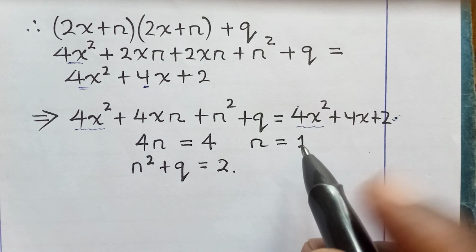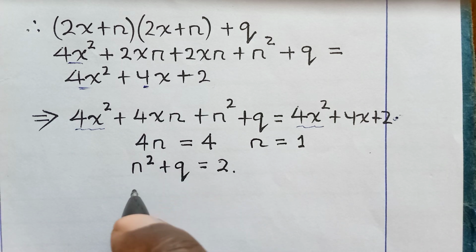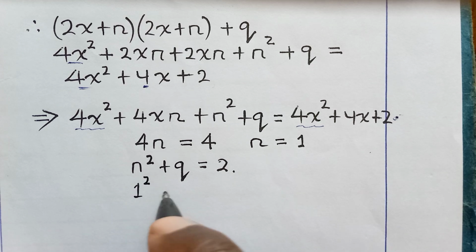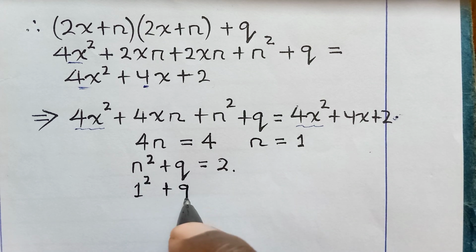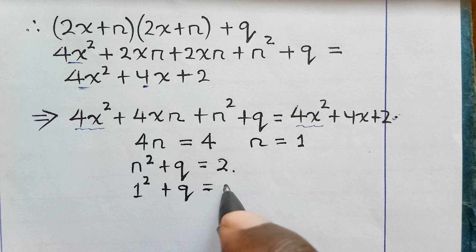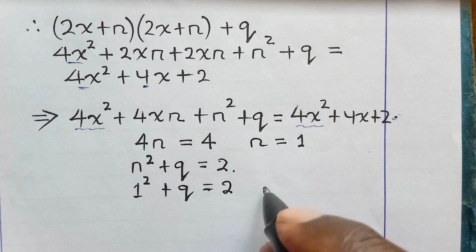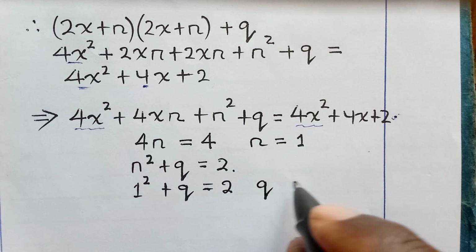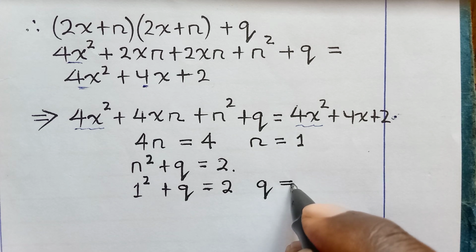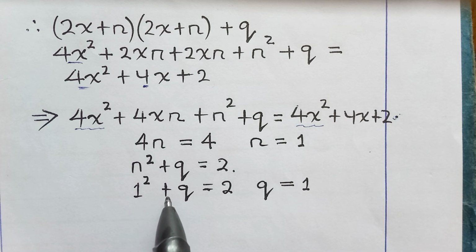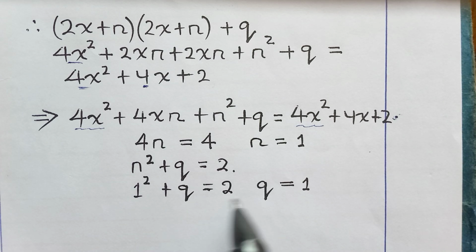After getting n equals 1, come and replace your n here. So you have 1 squared plus q equals 2. Therefore, our q should also be equal to 1, because here we have 1 plus q equals 2. So q equals 1.